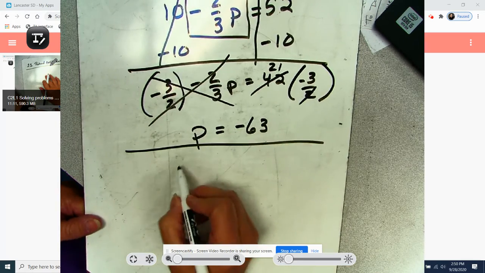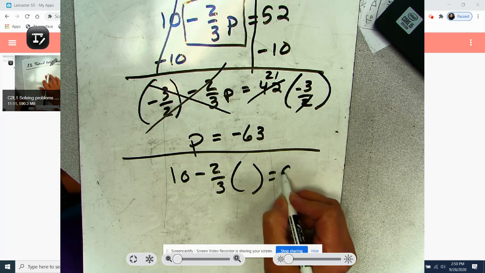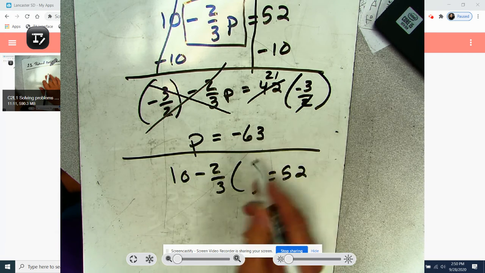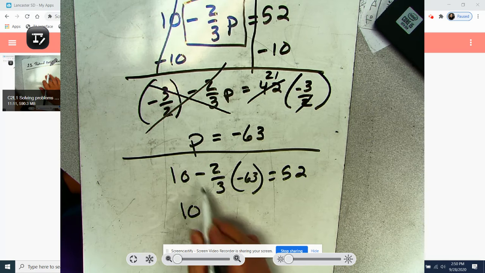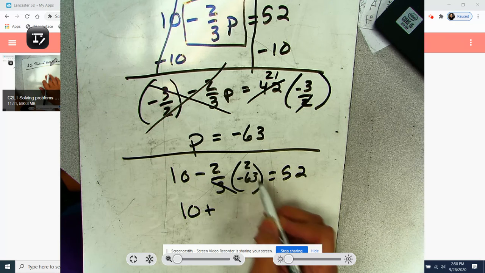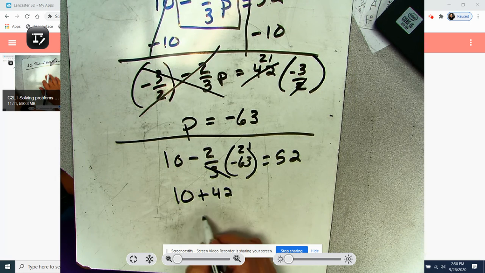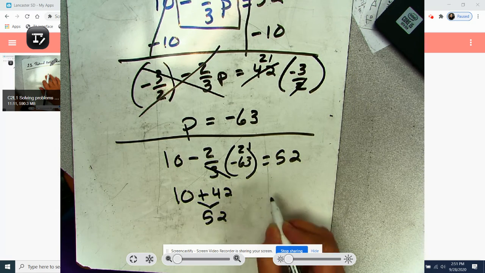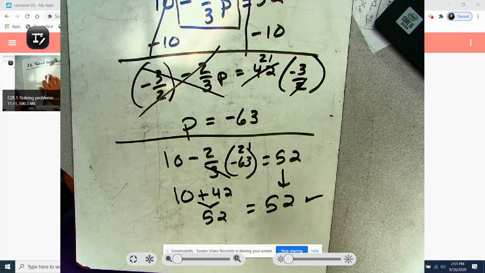I'm going to check my work. 10 minus 2/3 x equals 52. I'm sorry, p. P is negative 63. 10, negative negative makes it positive. 3 goes into 6 2 times. 3 goes into 3 1 time. So I've already taken care of the negative negative to make it positive. 2 times 21 is 42. 10 plus 42 is 52. And I already have 52 on this side. Left side equals right side. Answer checks.